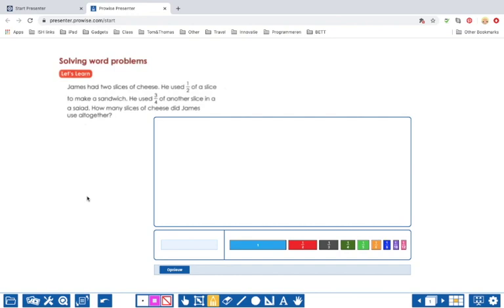He used half a slice to make a sandwich. He used 3/4 of another slice in a salad. How many slices of cheese did James use altogether? Now, the first thing we need to do is write down what the actual sum is. So he's used half a slice of cheese for a sandwich, and he's used 3/4 of a slice of cheese to make a salad. Now remember, it says all together. So all those pieces together, how much cheese did he use?